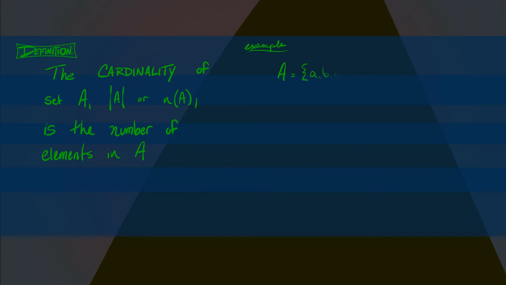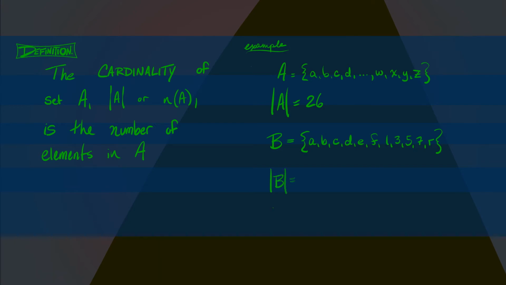So for example, let set A be the set of letters in the English alphabet. And so the cardinality of A would be 26. And if we have B defined by {A, B, C, D, E, F, 1, 3, 5, 7, and R}, if we count those, we're going to get the cardinality of B is equal to 11.